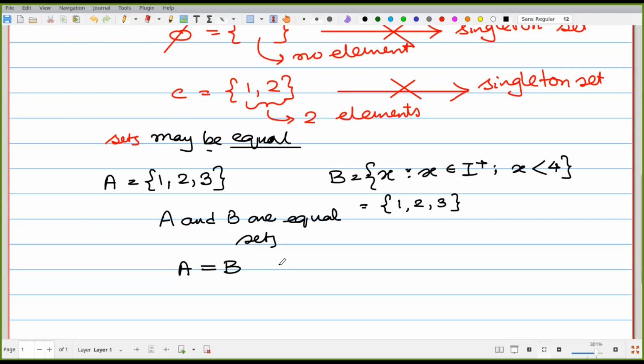And in another notation, if X belongs to A and X belongs to B, that means any element X belonging to A is also belonging to B, and any element X belonging to B is also belonging to A. So each and every element belonging to A is also belonging to B. So those two sets are called equal sets.